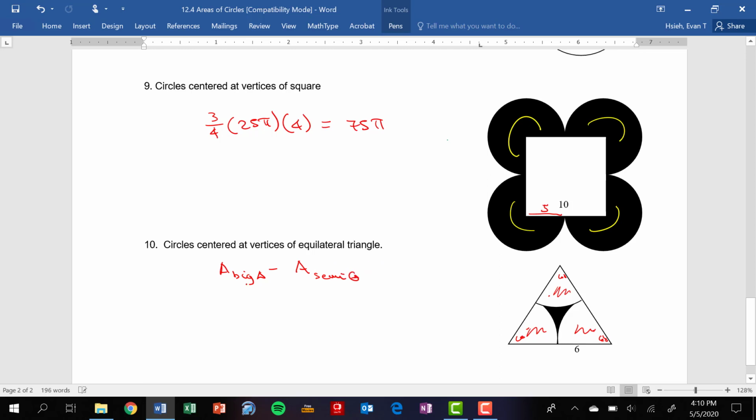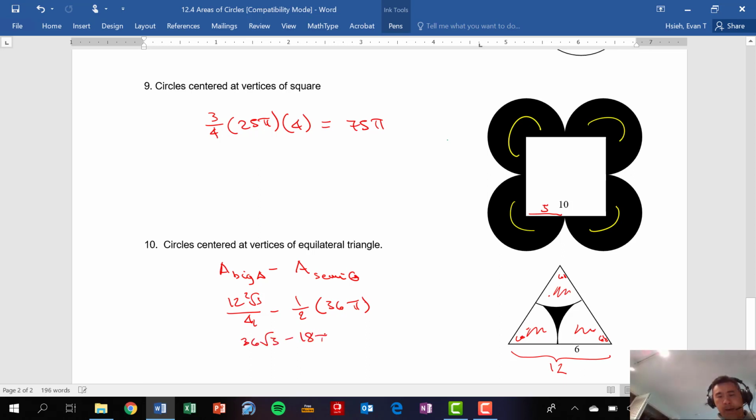So I'm just going to take the area of the big triangle, which this side is 6. So I know that this whole side is going to be 12. And so I can do 12 squared root 3 over 4, which is the area of an equilateral triangle, minus half of the area of a circle. So it's just going to be 36 pi. So if I simplify this, I get 36 root 3 minus 18 pi.